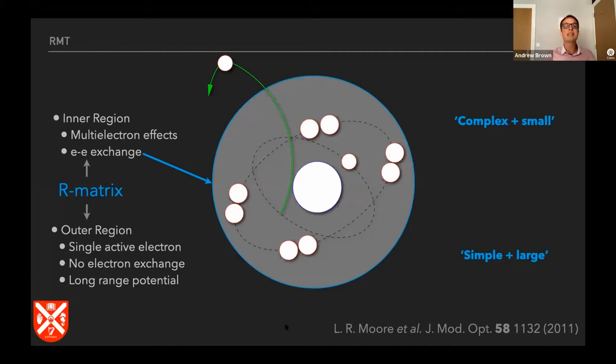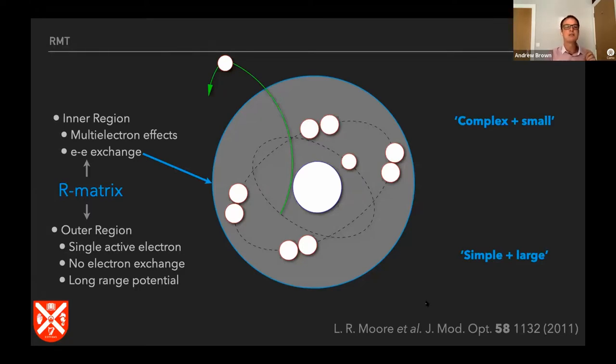So the RMT method, the time-dependent version of this approach, was first reported in 2011, in this paper by Laura Moore. And then in the subsequent years, we worked to address various computational aspects and enhance the capability in order to really be able to model at a second physics. So not just looking at photoionization, but in a time-dependent framework, really to look at more strong field processes.